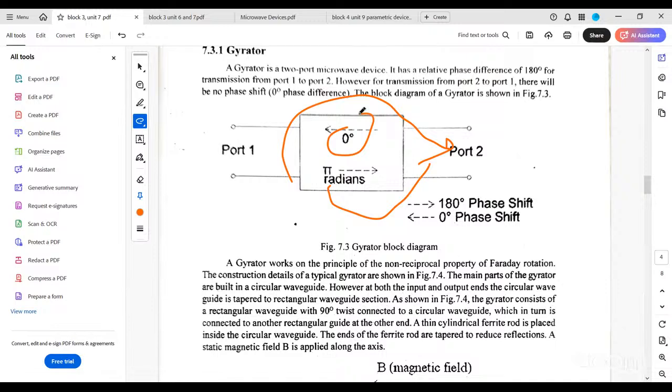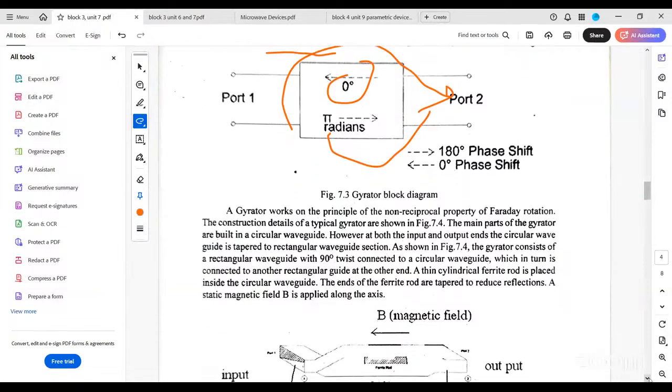0 degrees phase shift. Now we will see the first diagram, first paragraph. What is it explaining? Gyrator is a 2-port microwave device. It has a relative phase difference of how much? 180 degrees when it is going from port 1 to port 2. However, for transmission from port 2 to port 1, there is a 0 degrees phase shift, and the diagram is shown. Figure 7.3 is shown.